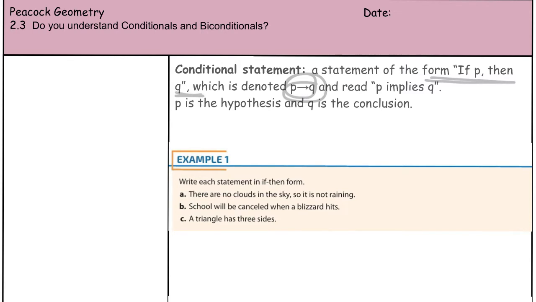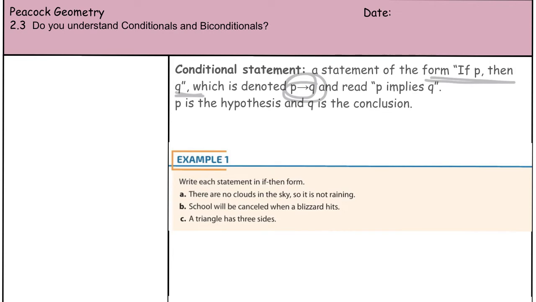So let's look at example number 1. Write each statement in if then form. I'm just going to say it because writing on these videos is atrocious. A, there are no clouds in the sky, so it is not raining. So sometimes we need to rewrite it, taking words out, maybe even kind of mixing up phrases. But we've got our P, which is there are no clouds in the sky, and our Q is it is not raining. So to make it an if-then statement, it would say, if there are no clouds in the sky, then it is not raining.